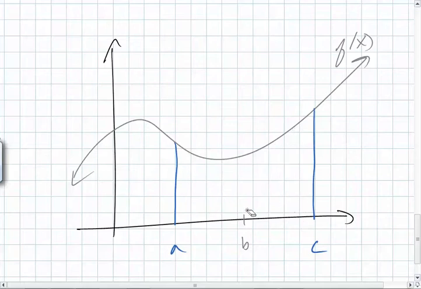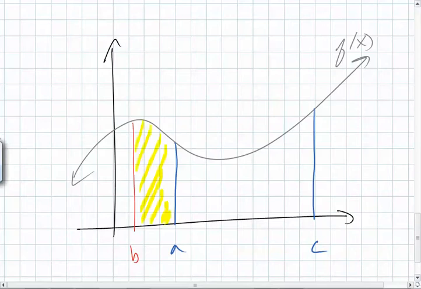But let's say B is outside. So let's say B is over here. Let's say this is b. So let's go from a to b. What do you end up with? You end up with this thing, right? Is that value going to be positive or negative? Negative, because you're going backwards, right? And then what do you add to that?